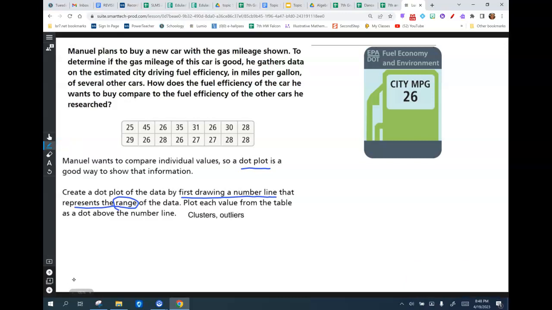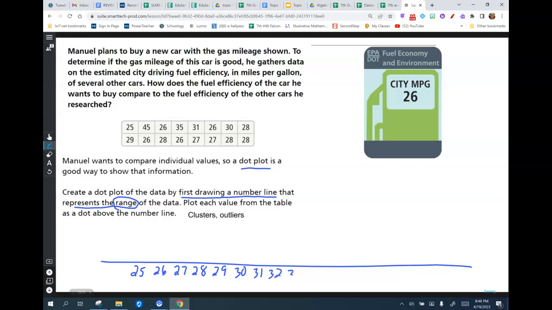So I'm going to start down here. I'm going to make a whole long line, and you can start at whatever number we want. Our lowest one, though, is 25. So I'm going to 25, 26, 27, 28, 29, 30, 31, 32, 33, 34. You know how to count. I don't need to count for you. My highest value is 45.